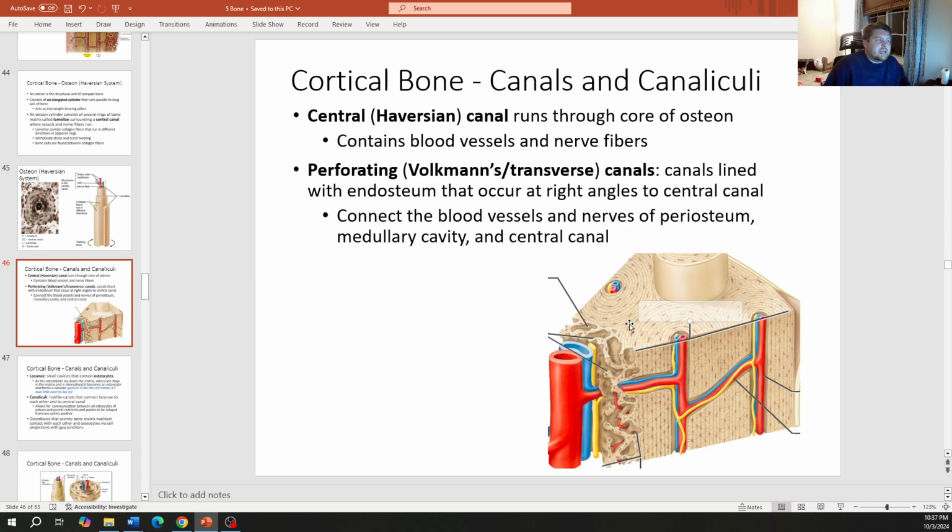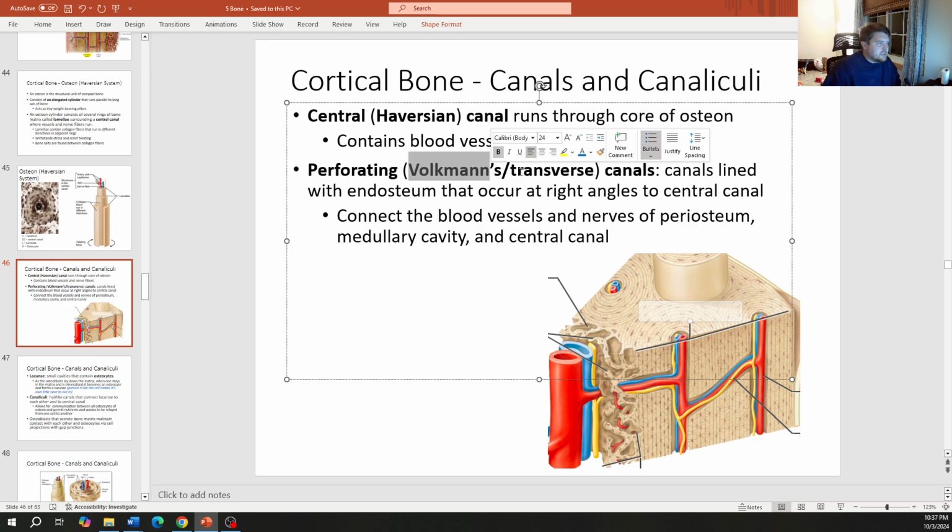We also have the connecting canals, the perforating, aka Volkmann's, aka transverse. Most often, Volkmann's is the word we'll use on the exam because it's the most old science type name. So these canals are lined with the endosteum, and they go basically at right angles from the central canal. So they connect the central canals as well as connect the central canals to the medullary cavity of the bone.